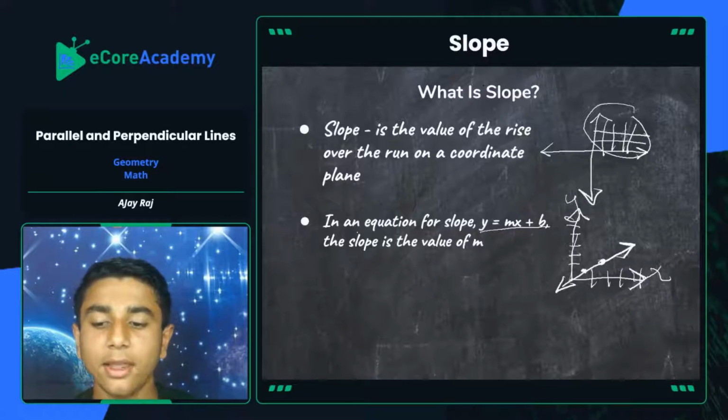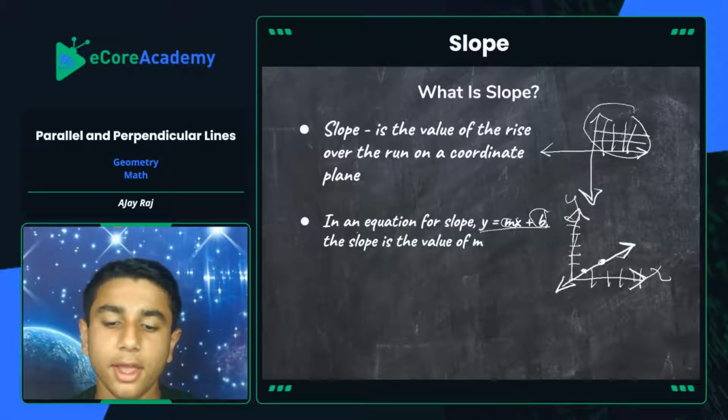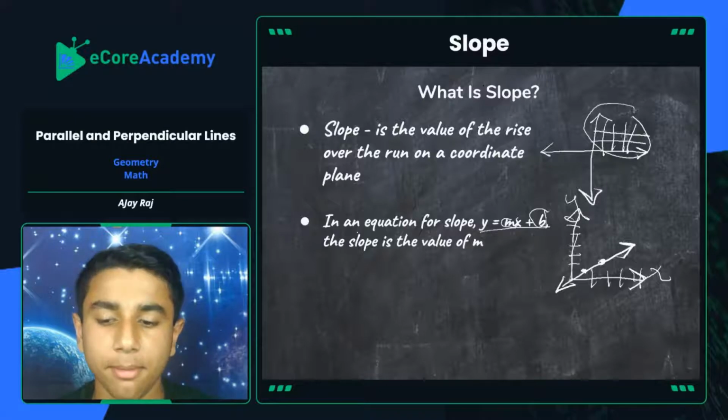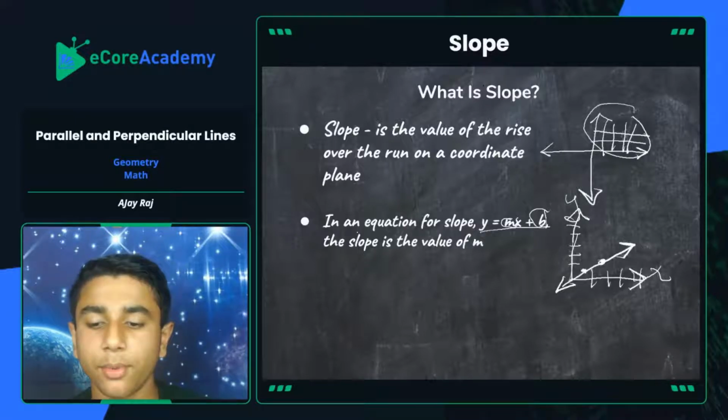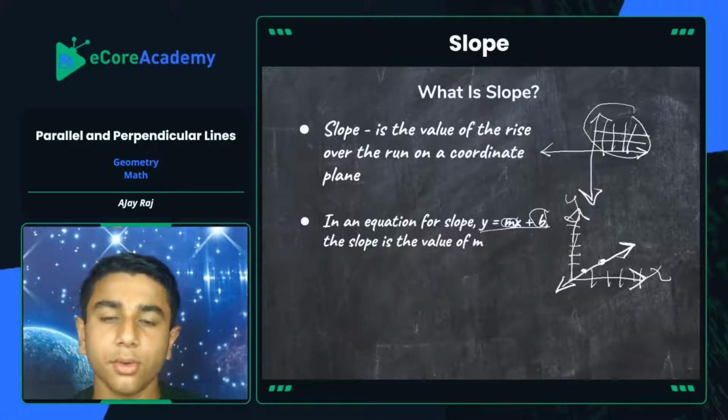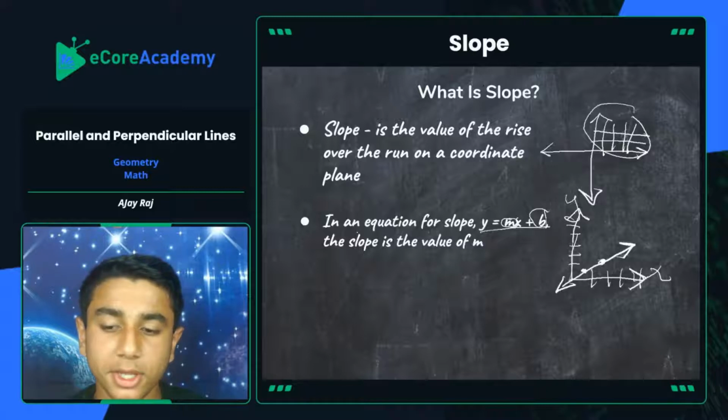b is a constant term, meaning that it's just a value, a number, and m is your slope. Like I say here, the slope is the value of m in this equation. And this is the equation that we're worried about to identify parallel and perpendicular lines. That's all you need to know. You only need to know that the m in y equals mx plus b is the slope.